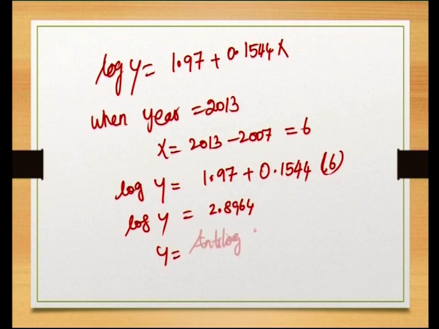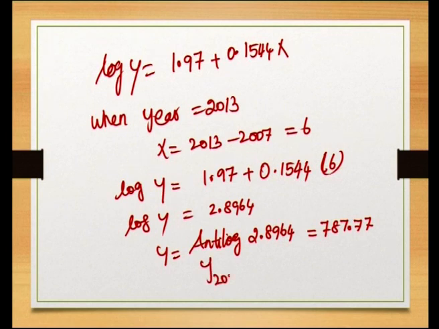So, y is equal to antilog of 2.8964 and this value is 787.77. So, the y value for the year 2013 is 787.77.